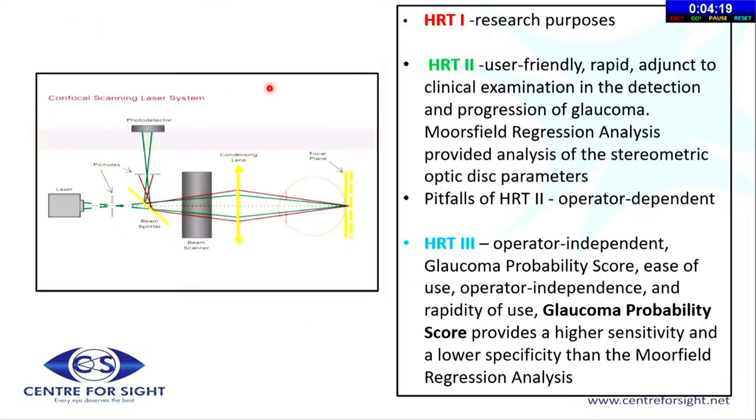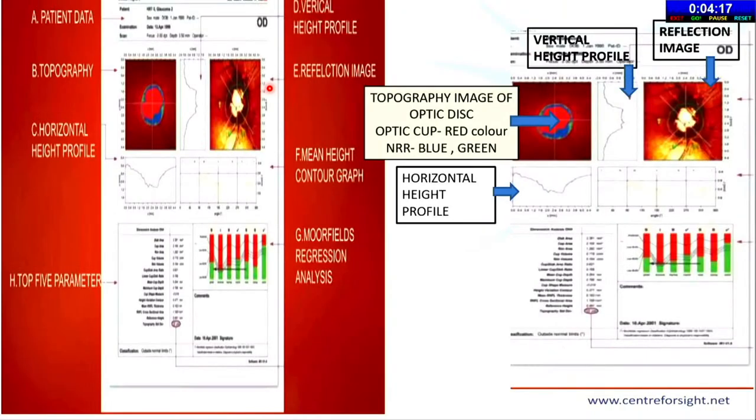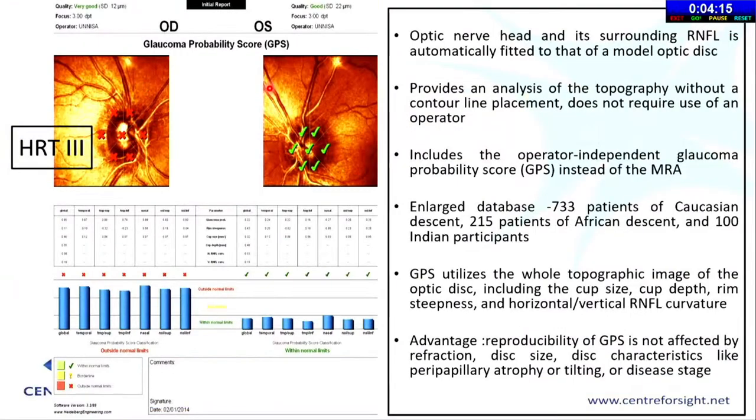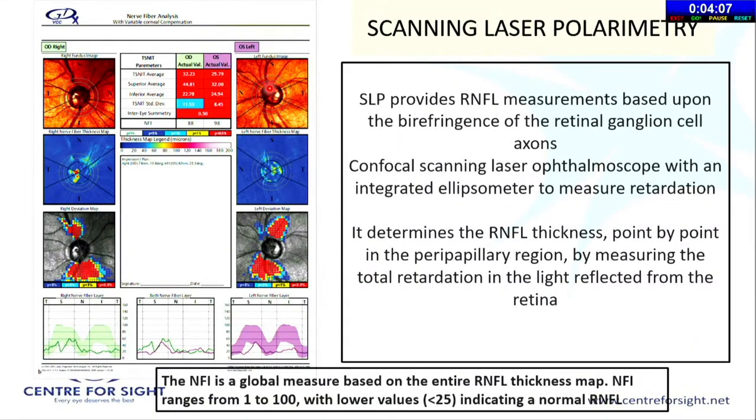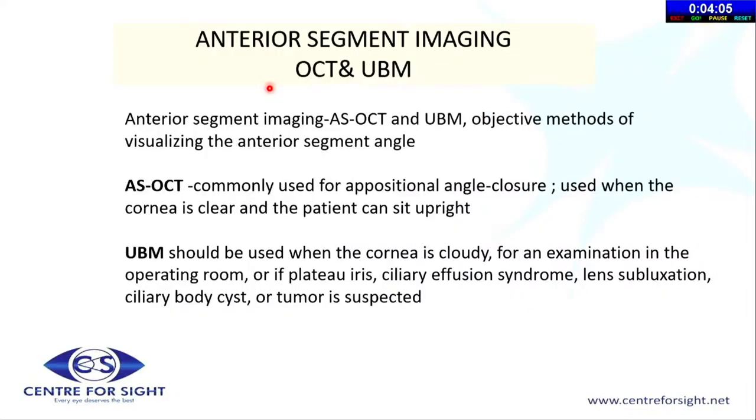Don't forget the Heidelberg tomography, of which this is the Heidelberg 1. This is the 3. And this is totally different. Most of us don't have HRT, but you must know this particular picture. And this is the scanning laser polarimetry, no longer being used to that extent.